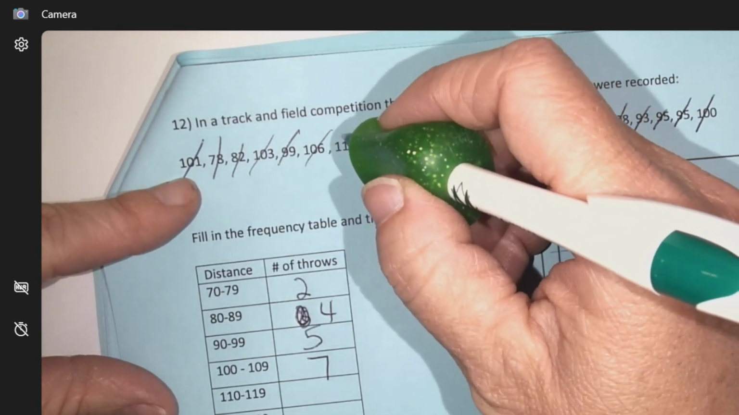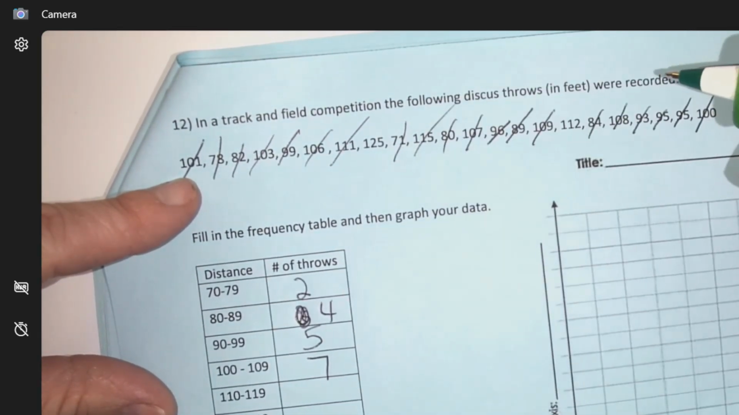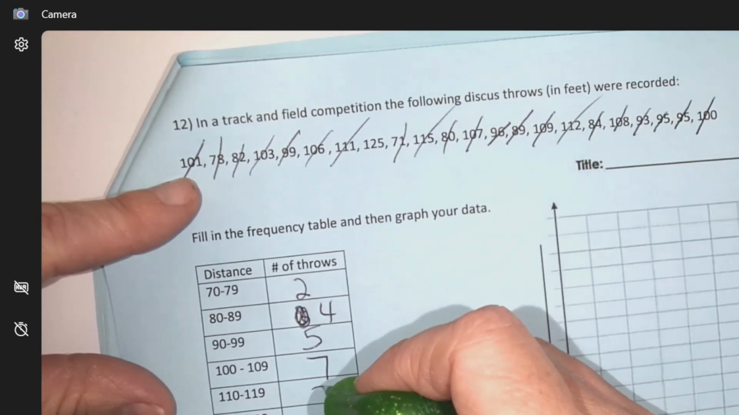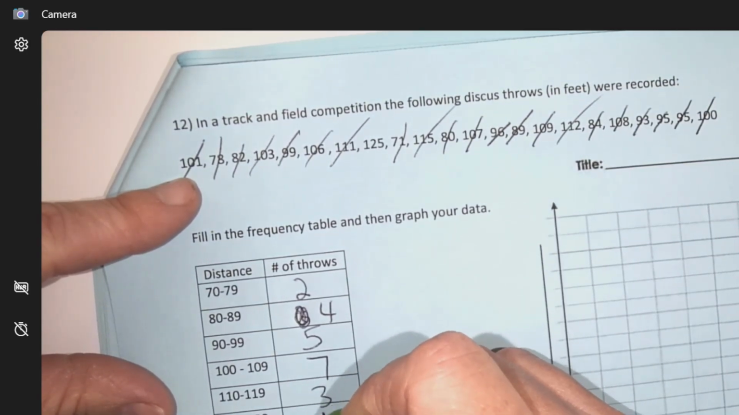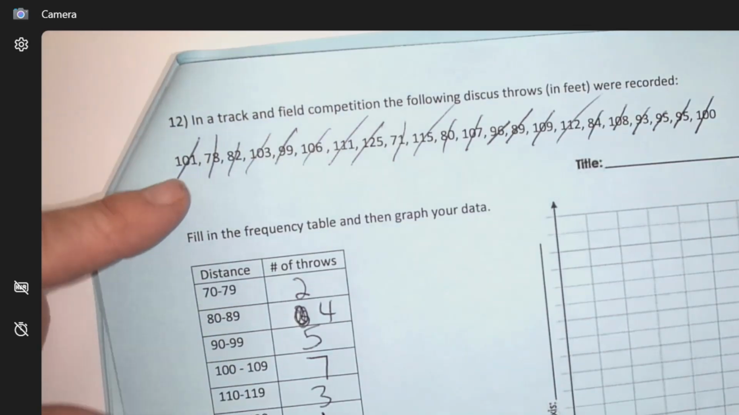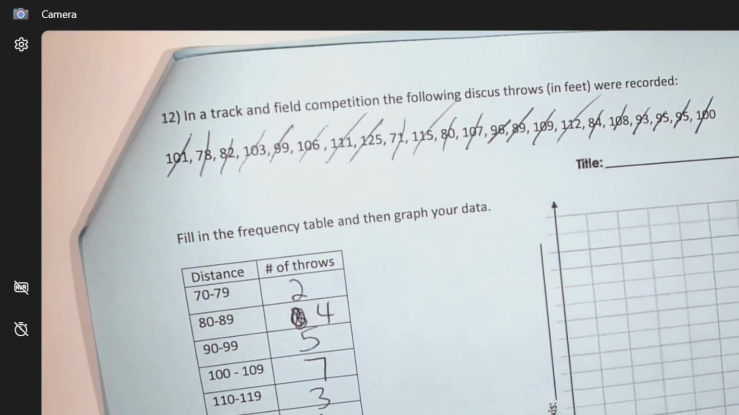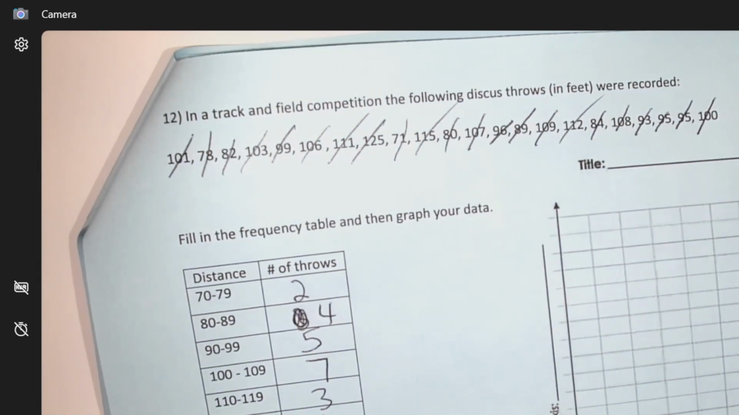The 110s is 1, 2, 3, and 1. Carlin, is that you? You're the one most improved. Throw in the hardest, right?